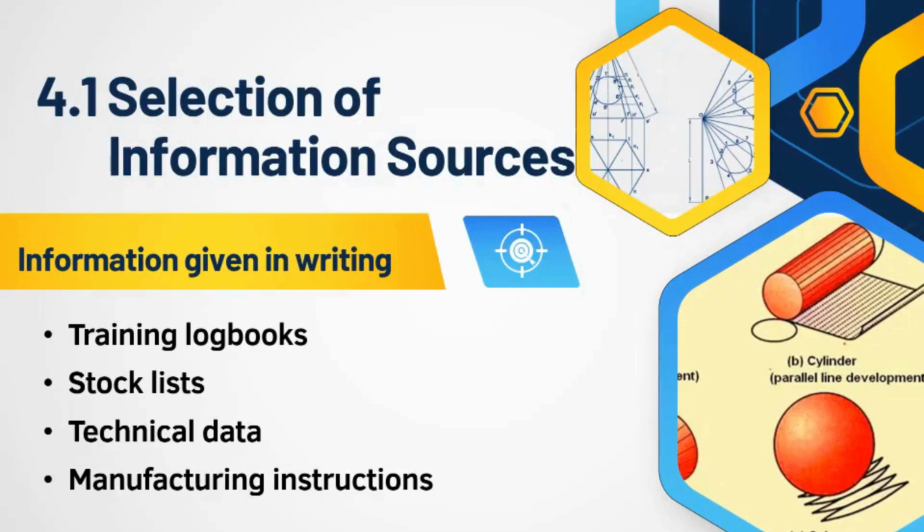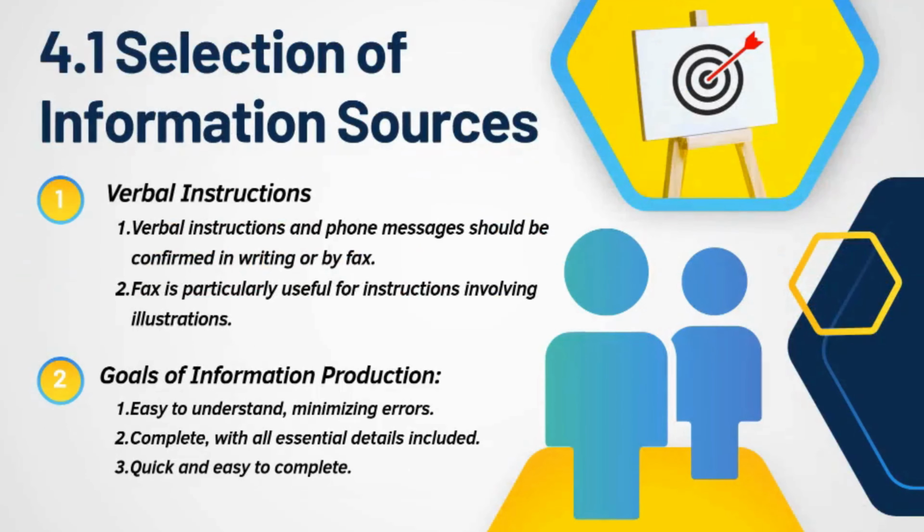Hi, my name is Muhammad Hakim Hassun, and today I will be presenting the selection of information sources. First of all, the information given in writing includes training logbooks, stock lists, technical data, and also manufacturing instructions. Next, we have verbal instructions. Verbal instructions and phone messages should be confirmed in writing or by fax. Fax is particularly useful for instructions involving illustrations.